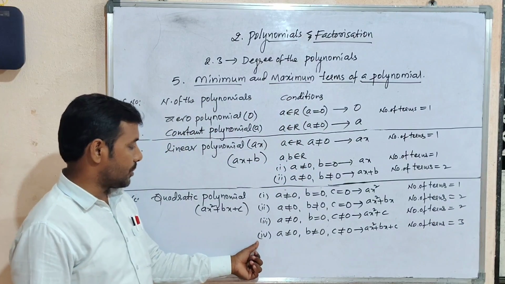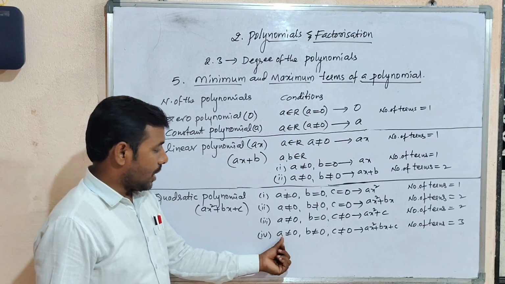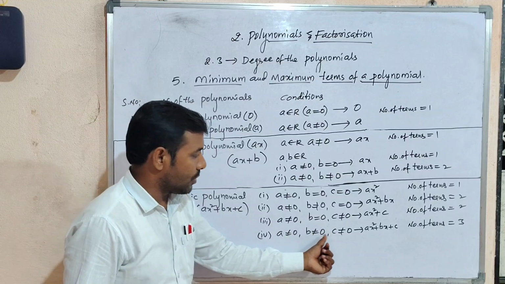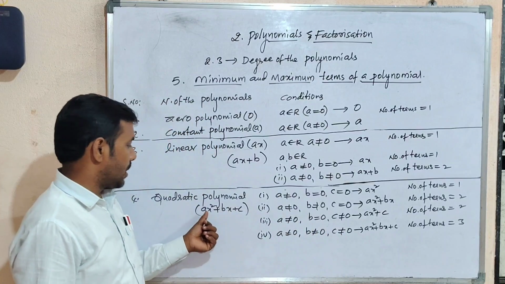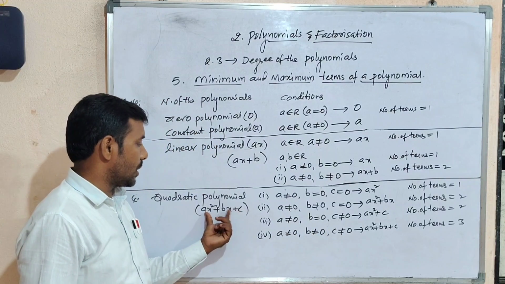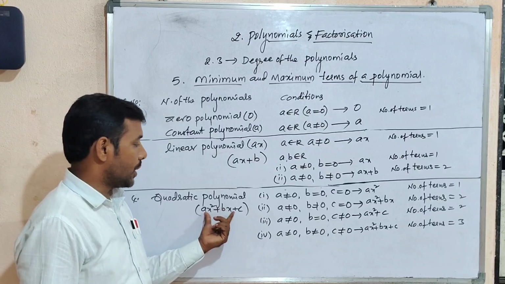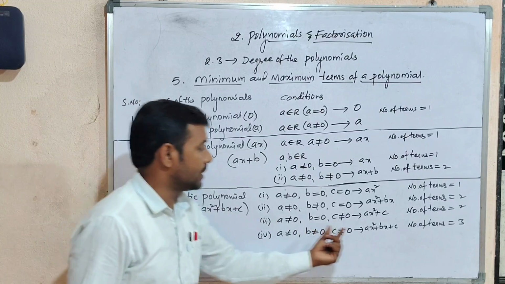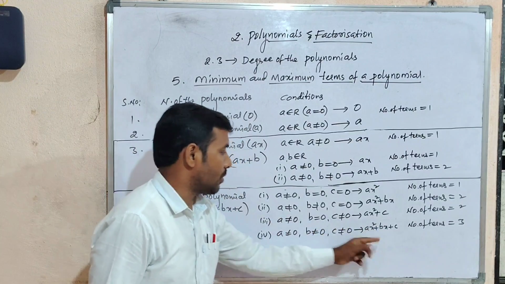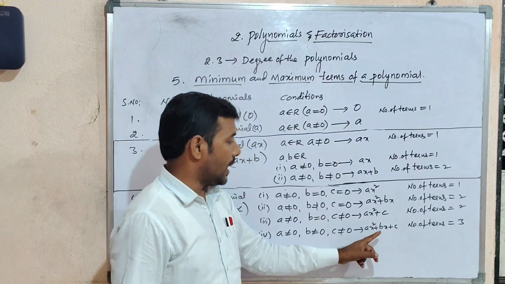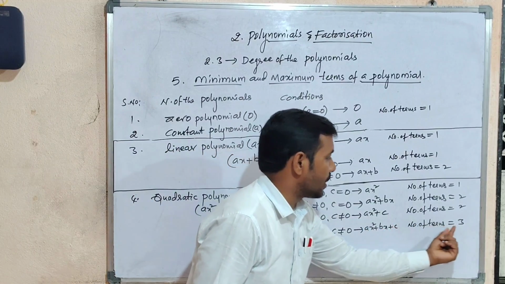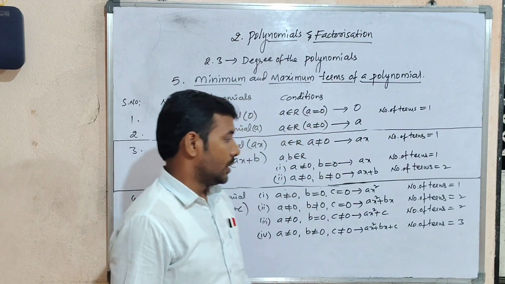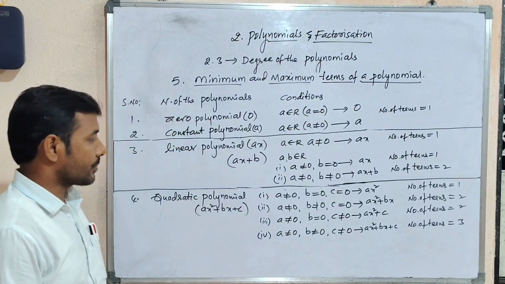So last case, observe. A not equal to 0, B not equal to 0, C not equal to 0. Nothing but these 3 are not considered 0. So it is the situation. Our outcome is as it is only, no? Our outcome is the same only. In that, how many terms are there? 3 are there.